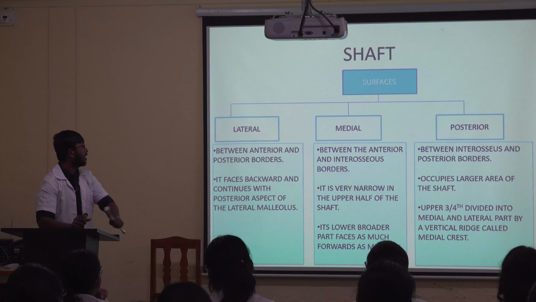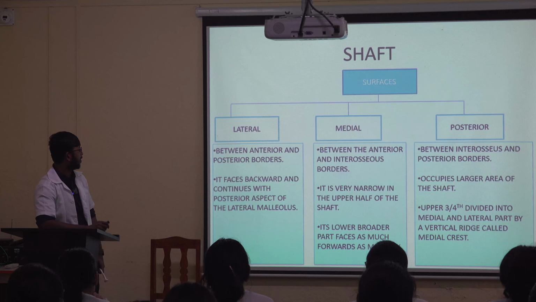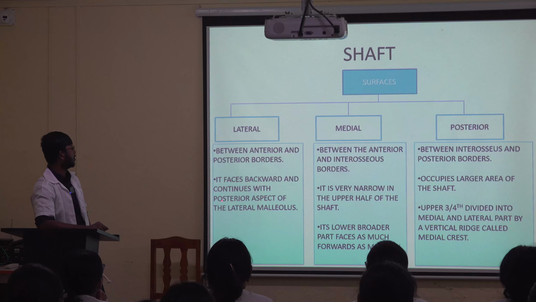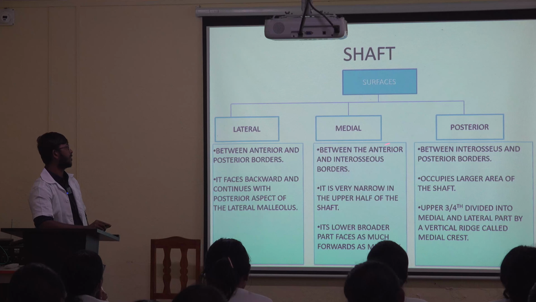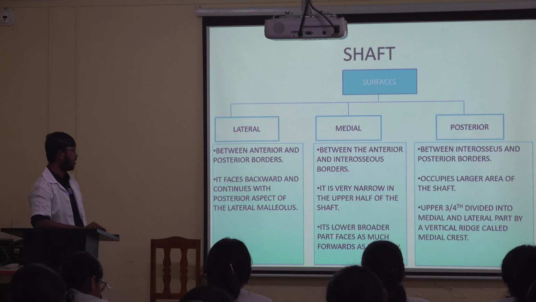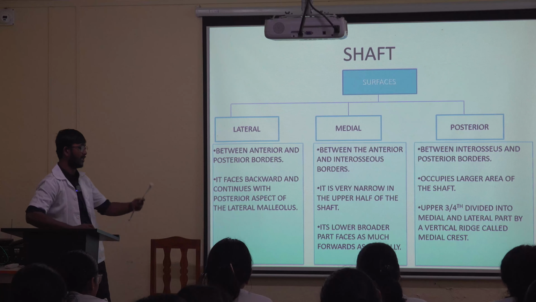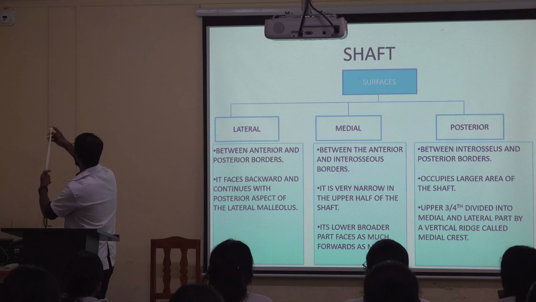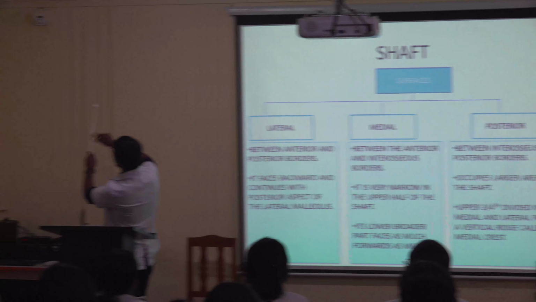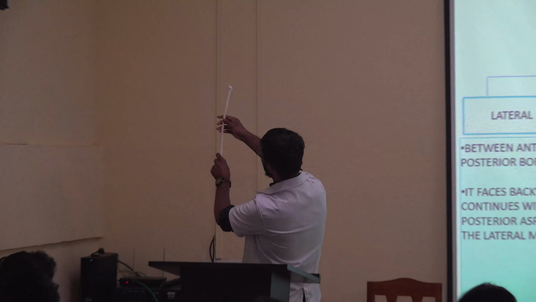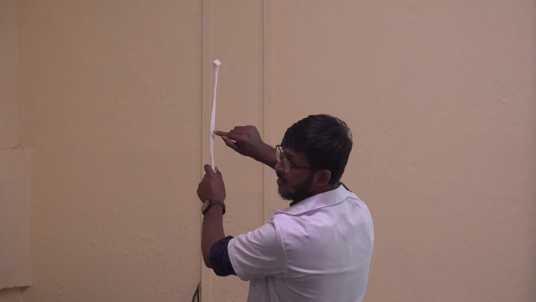yes. So the lateral surface, between anterior and posterior borders, faces backward and continues with the posterior aspect of the lateral malleolus. Medial surface is present between anterior and interosseous borders. It is very narrow in the upper half of the shaft. Its lower broader part faces as much forwards as medially, as I have already told. This part is the medial surface, but it faces almost anteriorly.